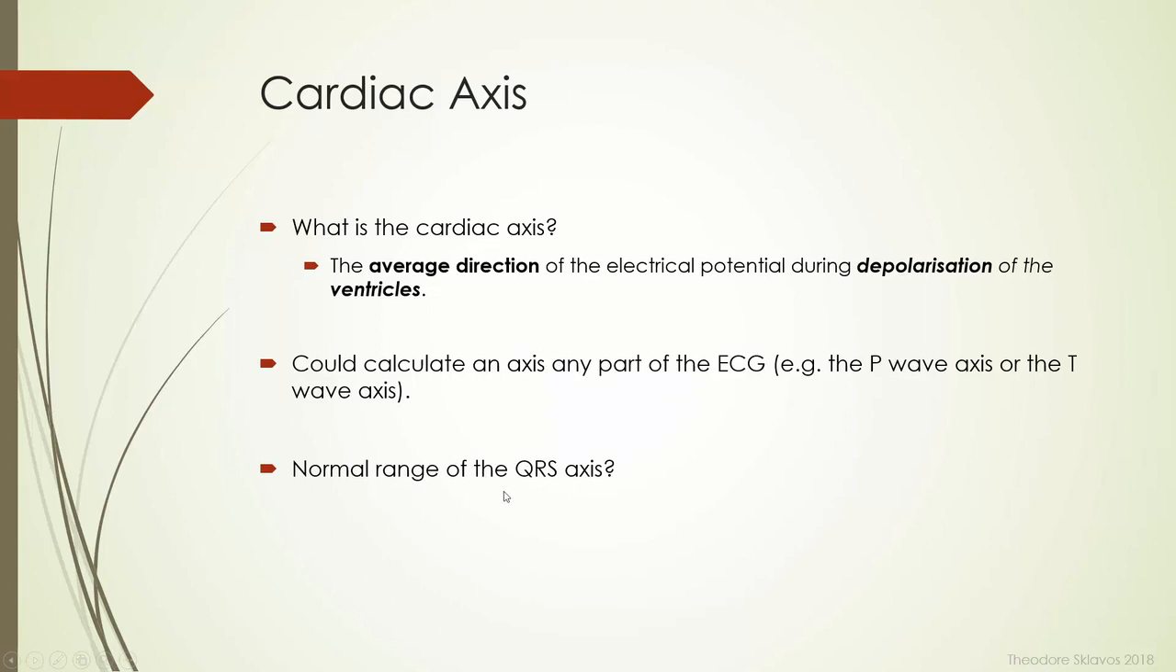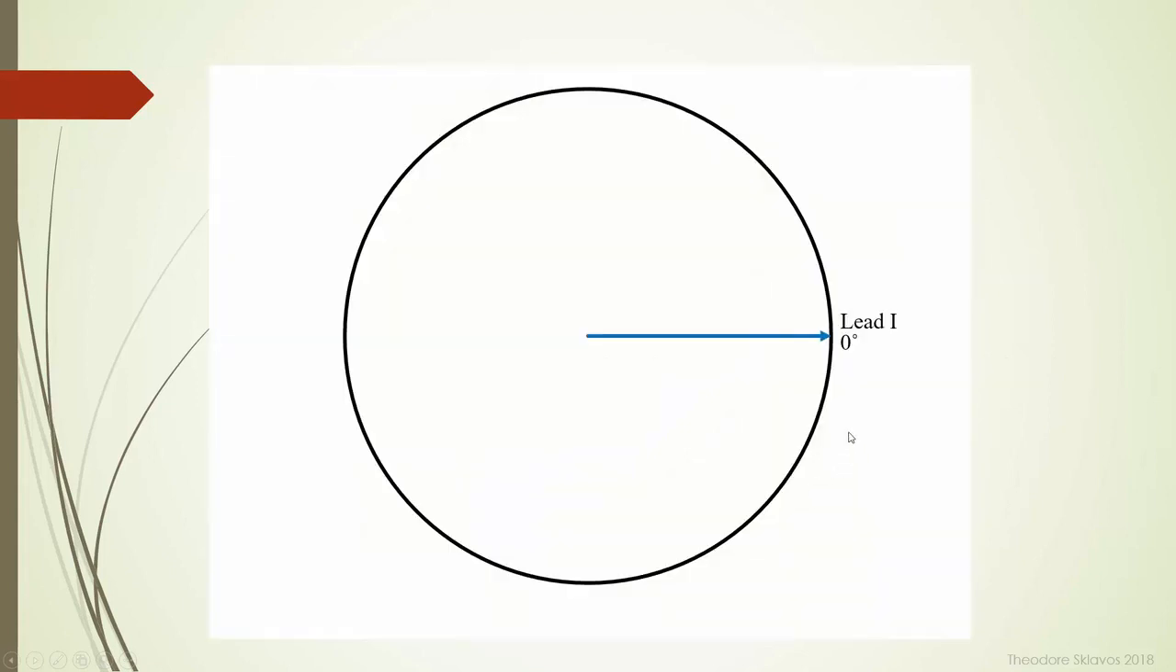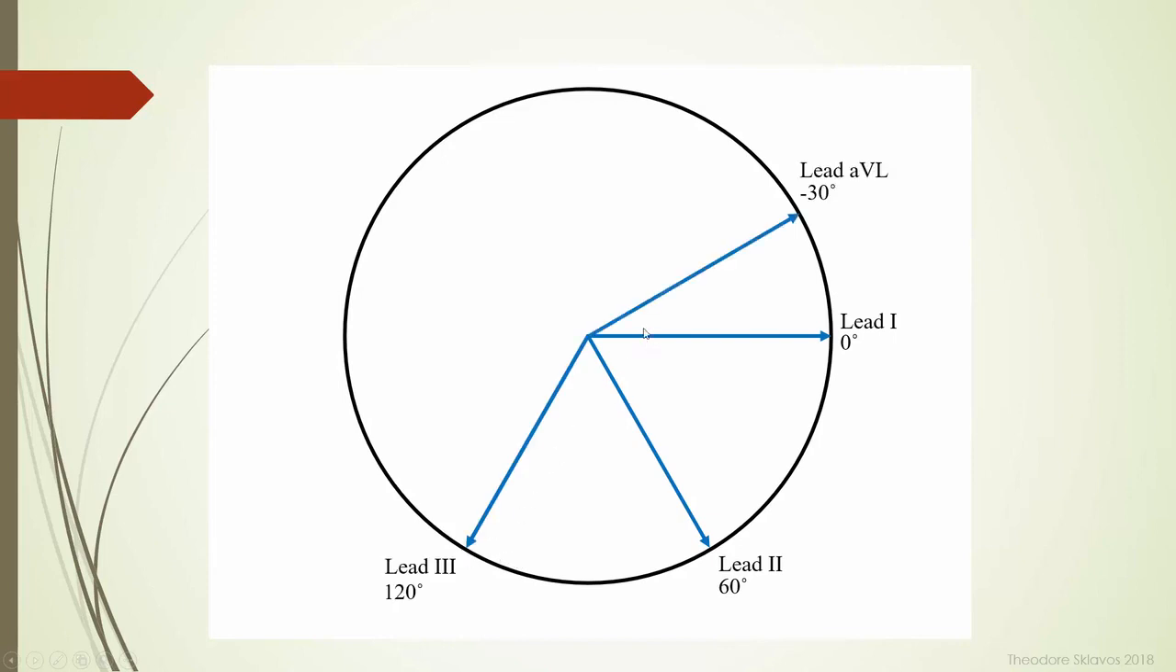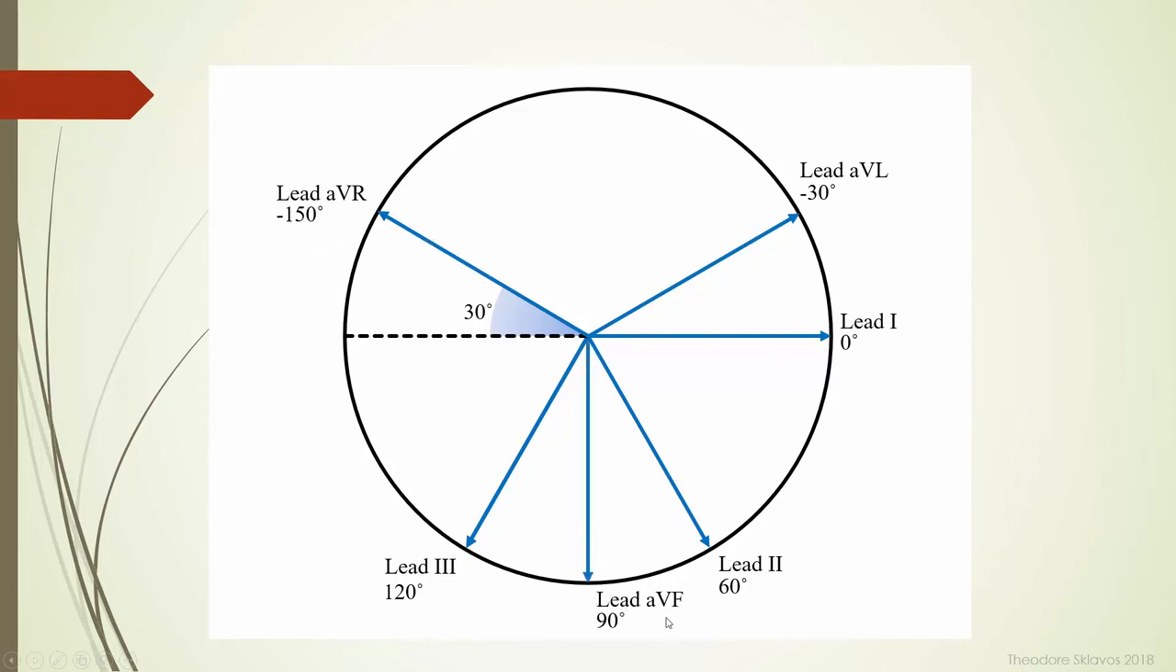What's the normal range for the QRS axis? Well, it's much easier if we look at a diagram. So, starting with lead 1, which points straight out to the patient's left. Then we've got lead 2 down at 60 degrees. Another 60 degrees gives us lead 3. AVL is up at what we define as negative 30 degrees. AVR is also sort of a negative 30 degrees, but on this side, so like negative 150. And then AVF, F for foot, it's straight down.